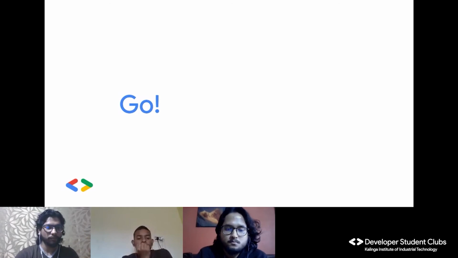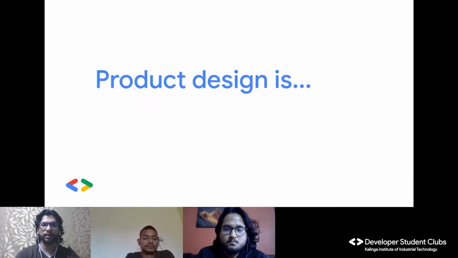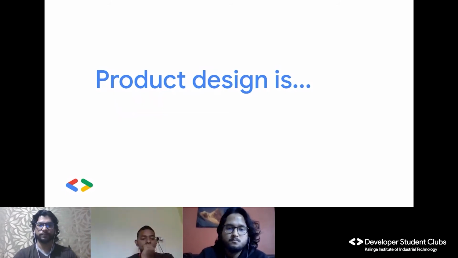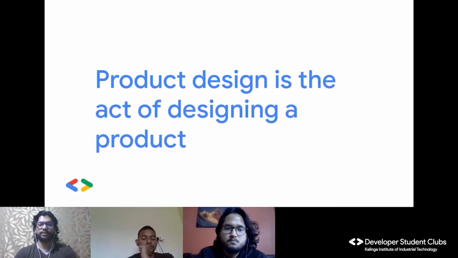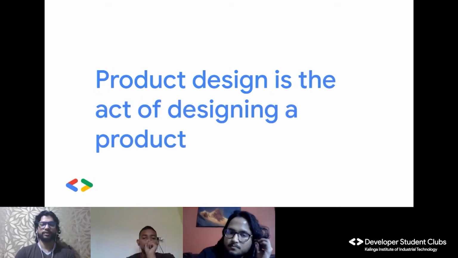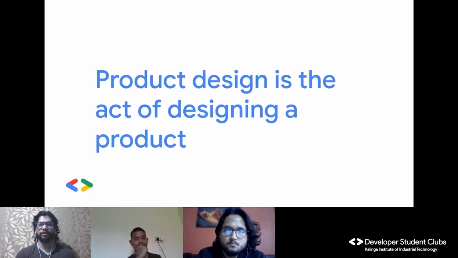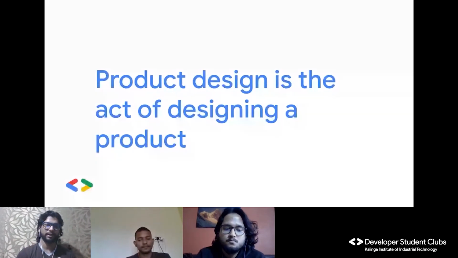I hope my screen is still visible. I didn't check that. Okay, cool. So let's discuss what product design is. This is a bit easier than UX. Product design is basically the act of designing a product. It takes all the aspects of user experience, everything, and we incorporate it into one thing, a product, and we design it.